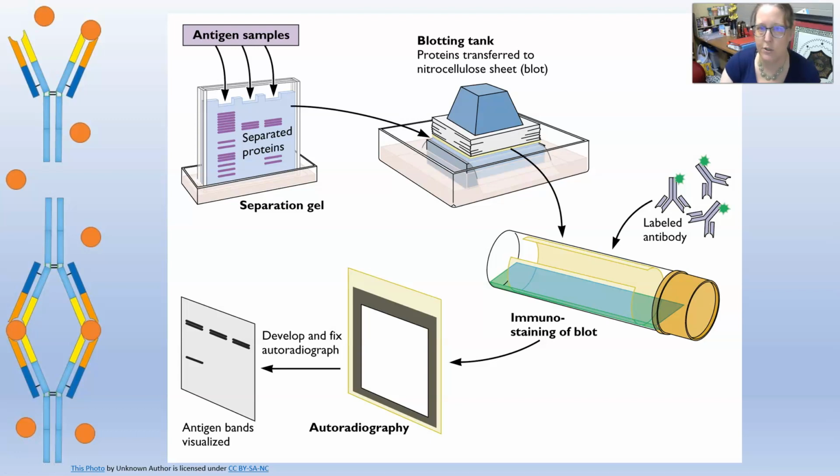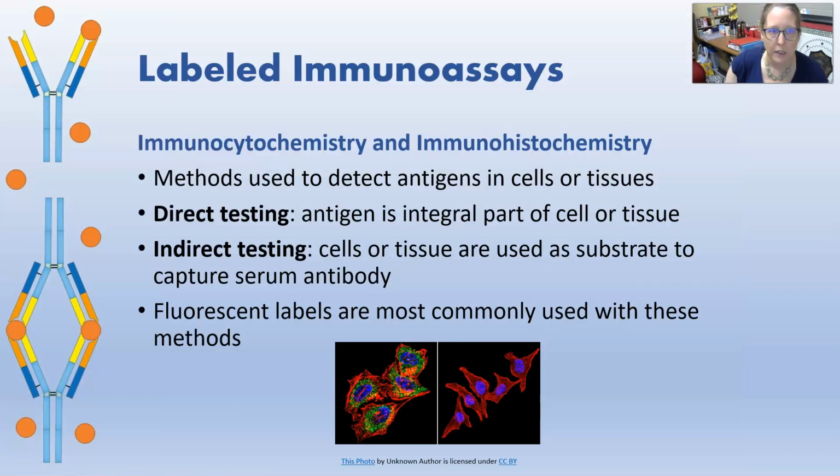So that's the blot. And then you take the nitrocellulose sheet and you incubate it with labeled antibody. So this is the immunoblot, or the staining of the blot here. And then those radio-labeled antibodies can be autoradiographed, and you can develop it and fix it, and you can see the antigen bands. They are visualized.